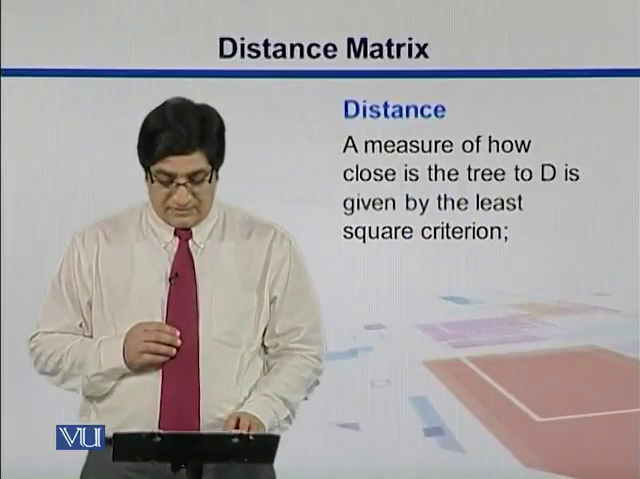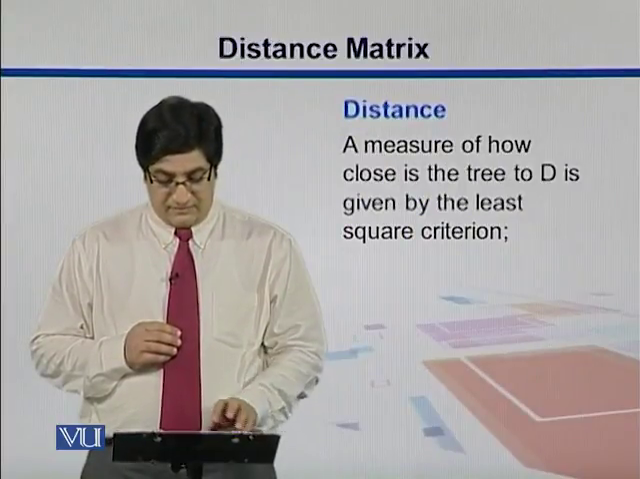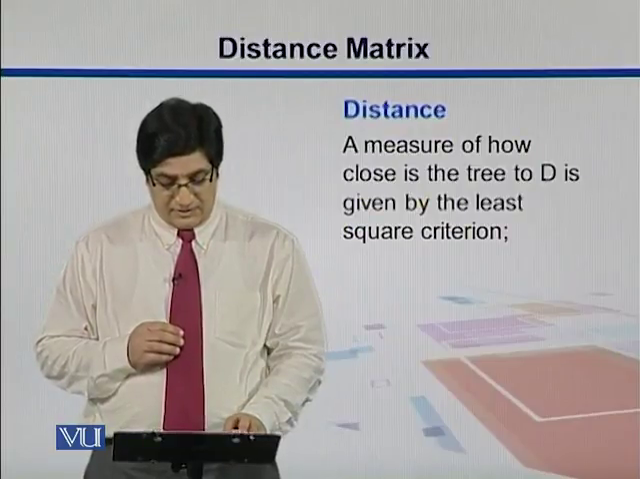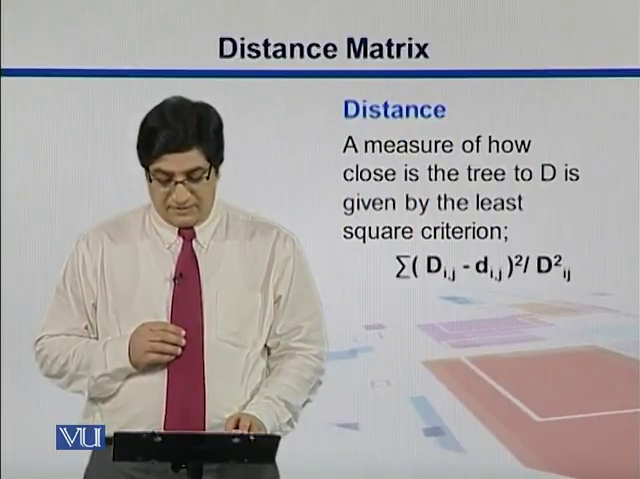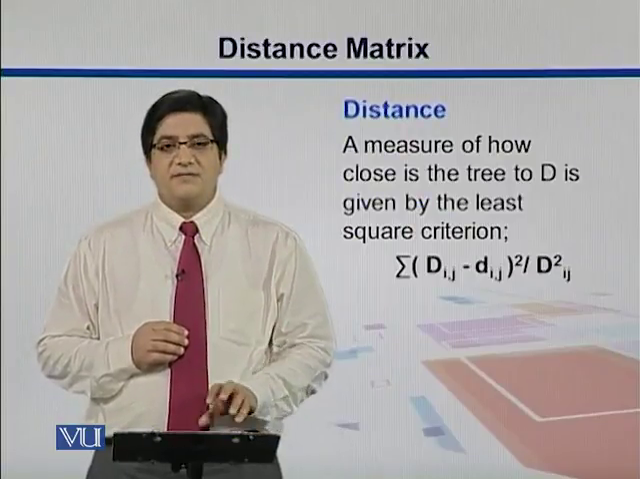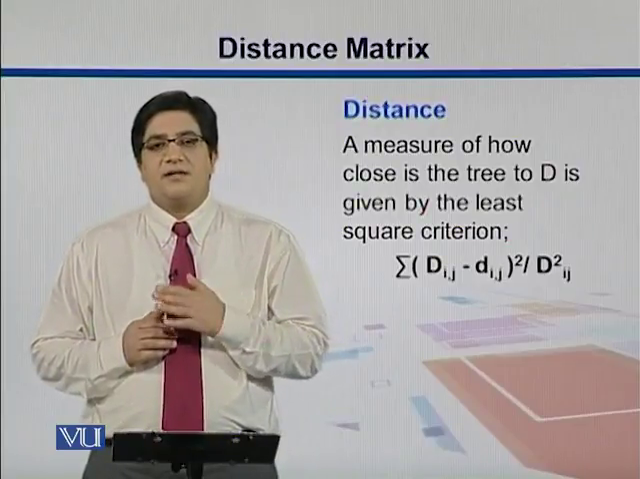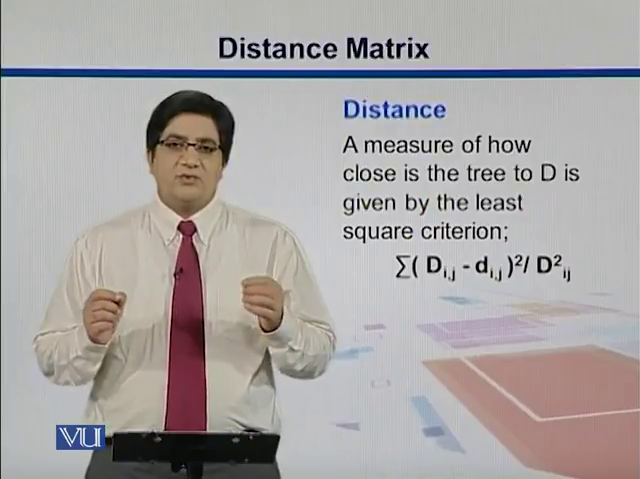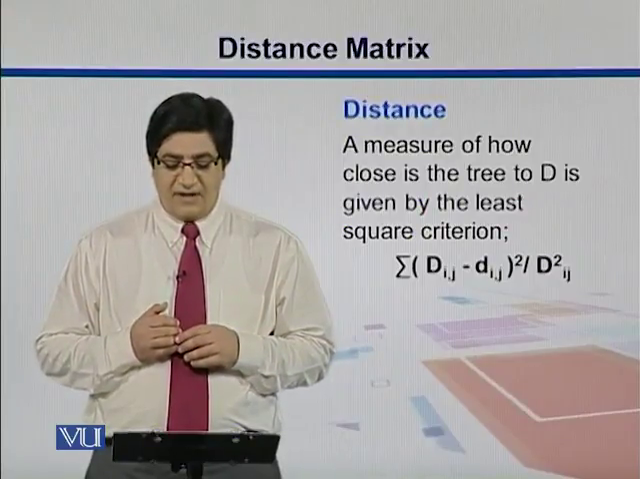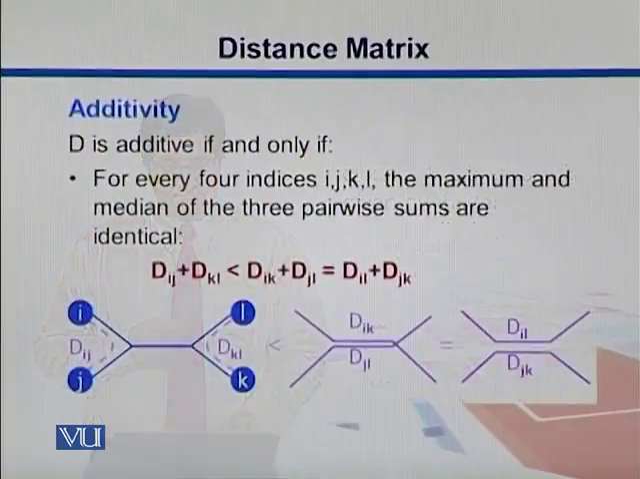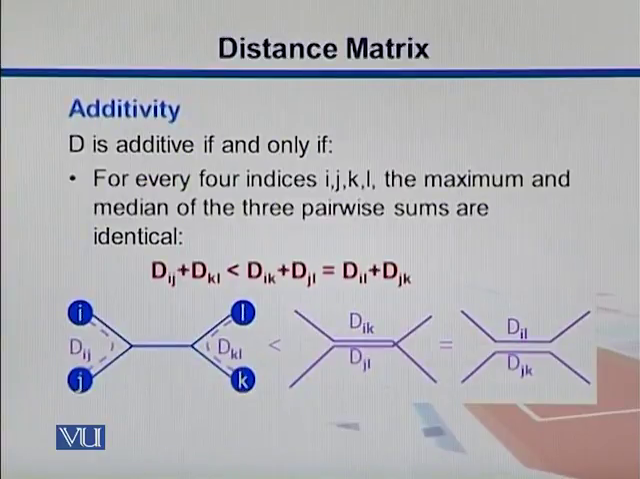How this distance d is calculated, we can get with this equation. We call it the least square criterion. We have the sum of capital Dij, remember that is the distance between the sequences, minus dij, which is actually the path distance between two leaves on a tree, squared, divided by D squared ij. So d is additive. The individual path distances can add up into the overall distance between two sequences.